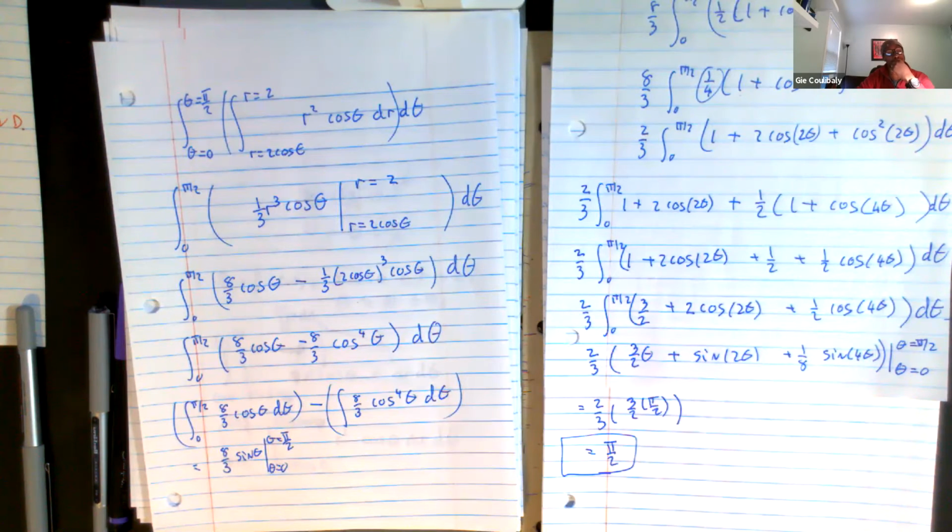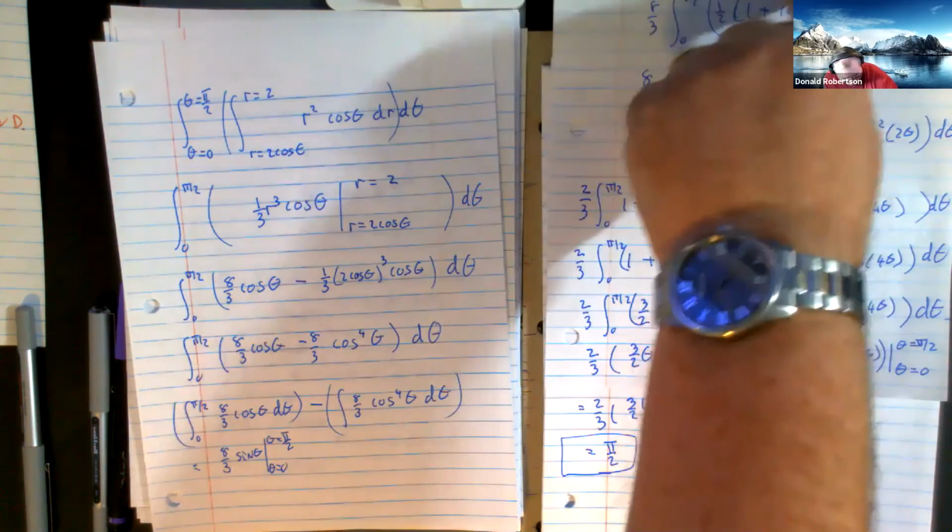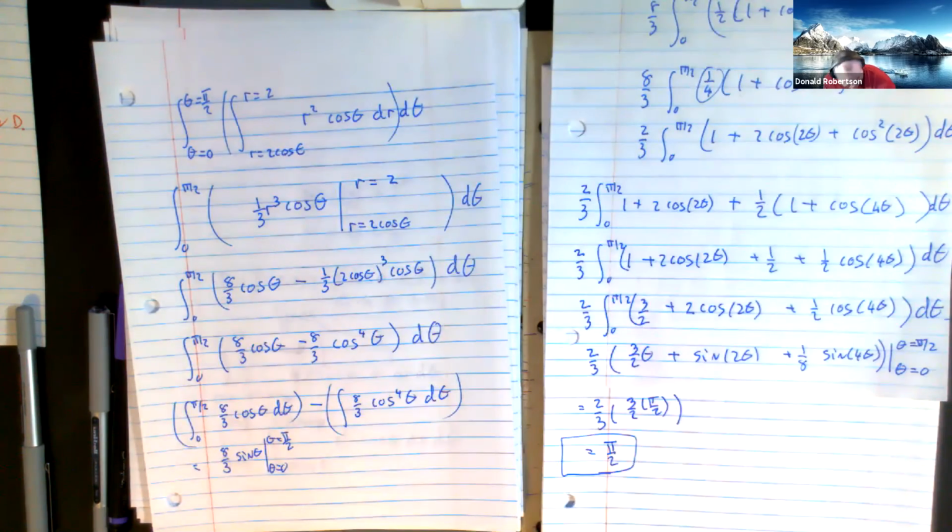Yeah. Interesting. I mean, it definitely went wonky at the start. But I'm assuming that I didn't screw up anywhere, obviously. But pi upon 2 is actually quite an elegant answer for what was a really messy question.